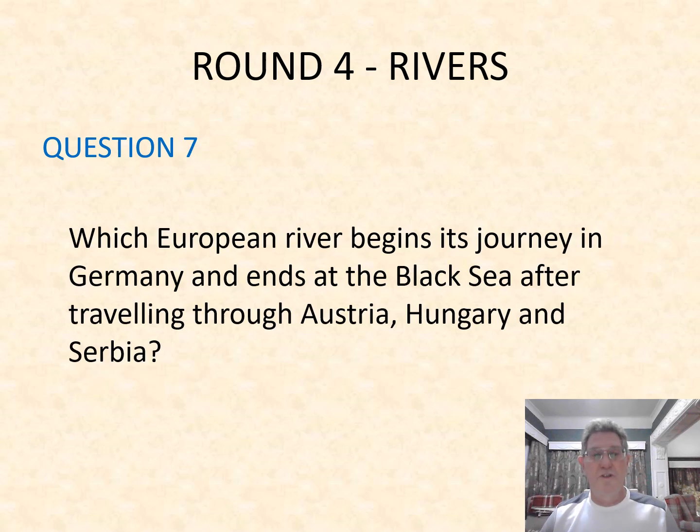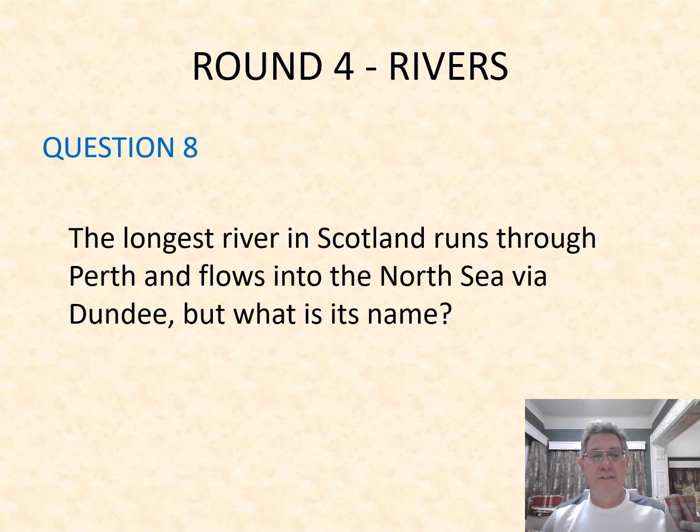And number 7. Which European river begins its journey in Germany and ends at the Black Sea after travelling through Austria, Hungary and Serbia? It's the River Danube. Huge river. And finally, number 8. The longest river in Scotland runs through Perth and flows into the North Sea via Dundee. What is its name? It is the River Tay.